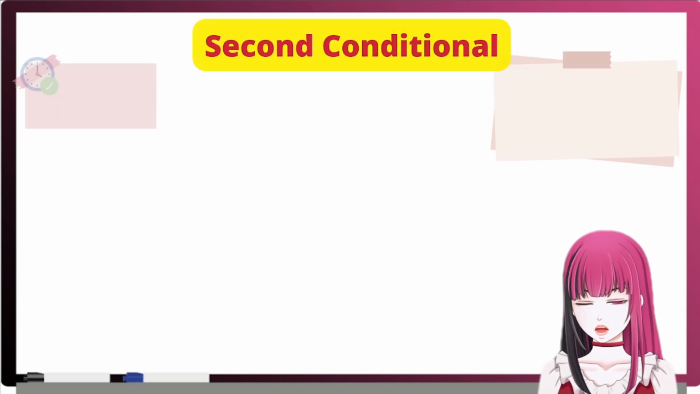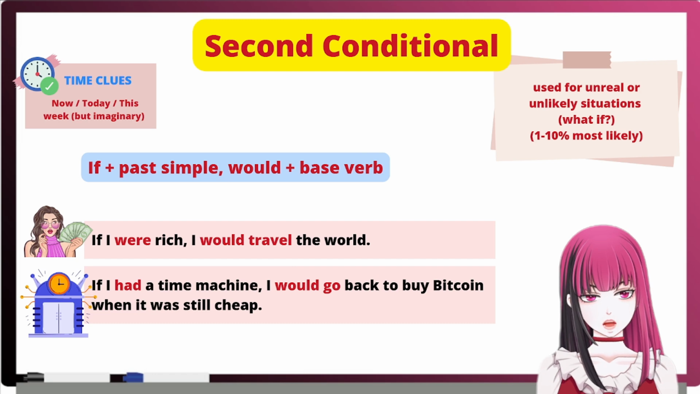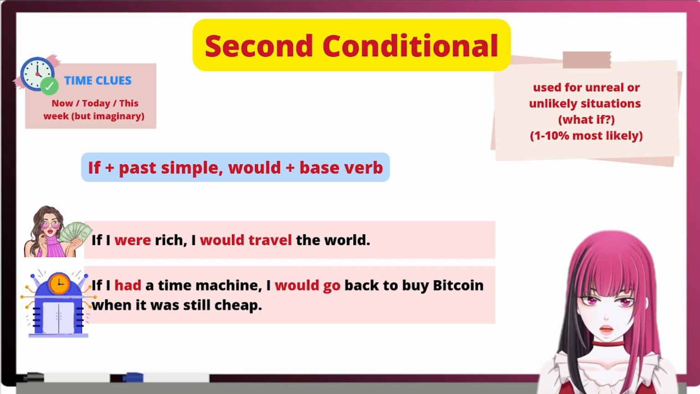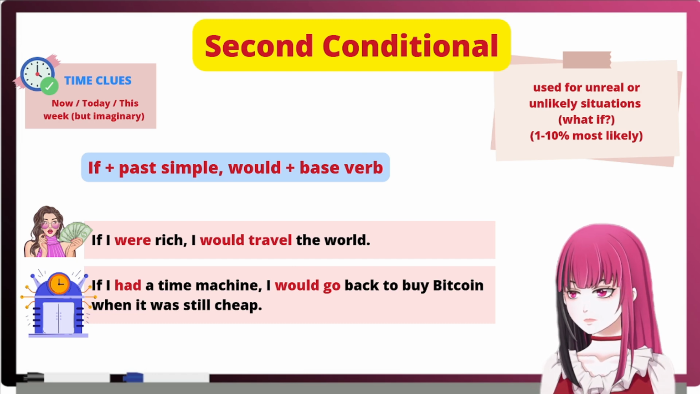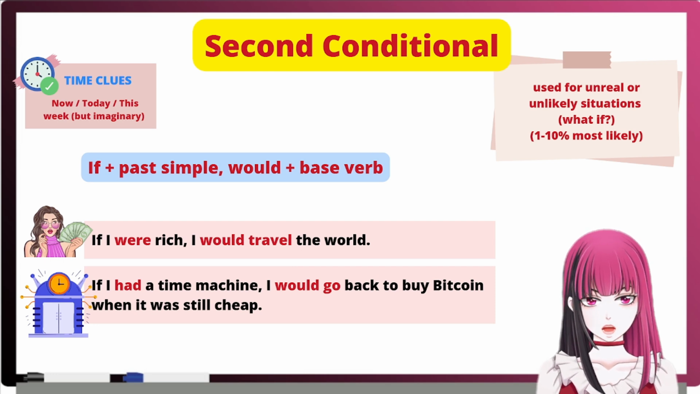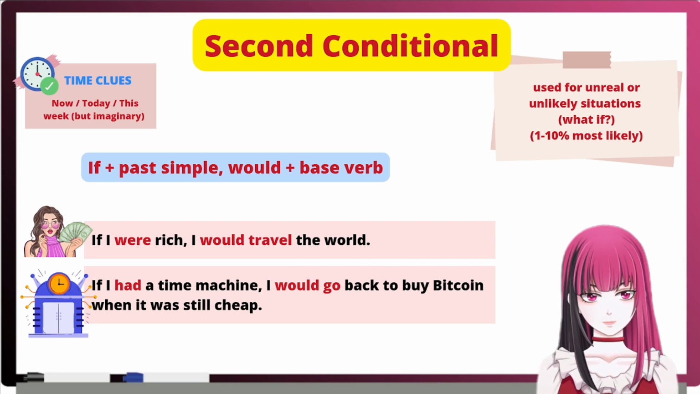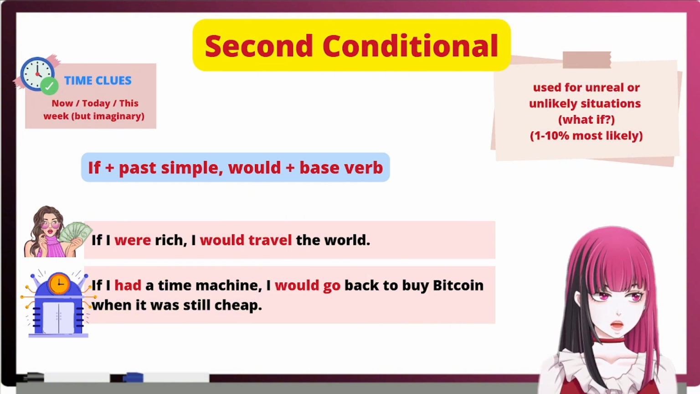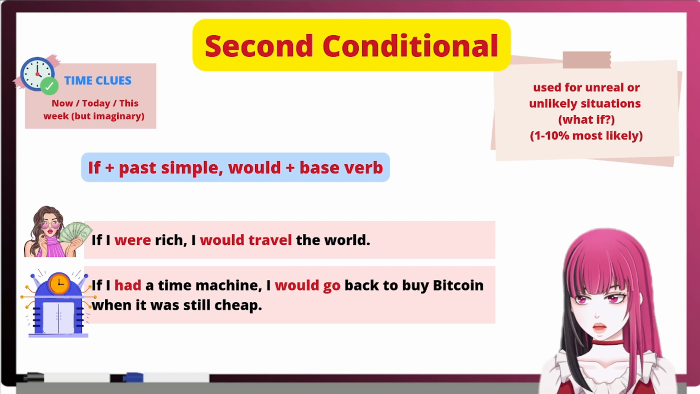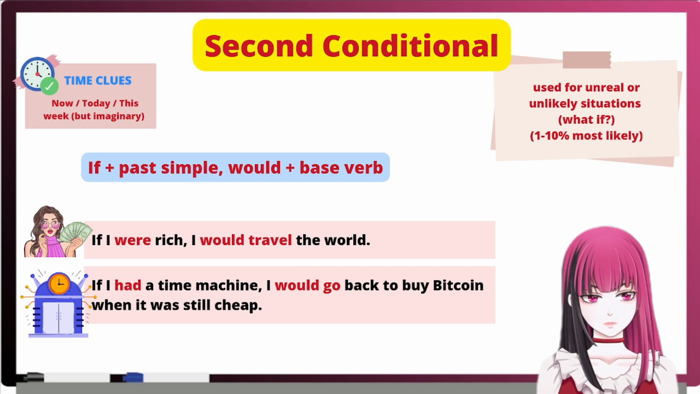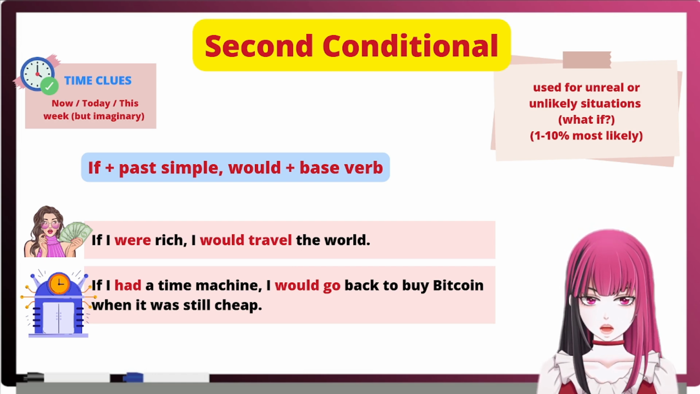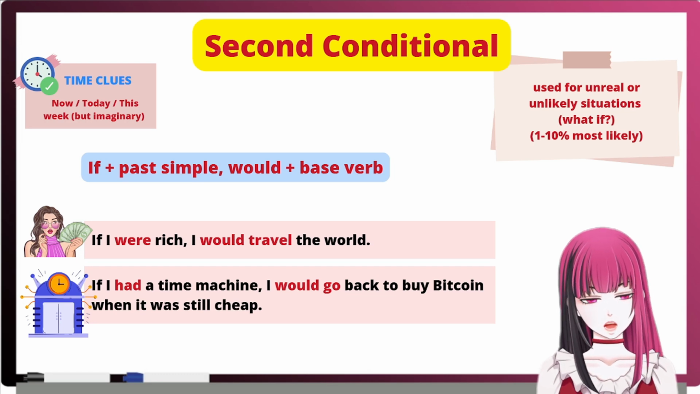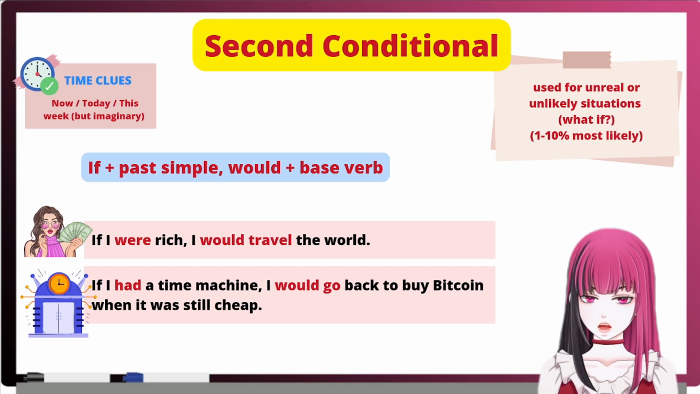For second conditional, it's used for unreal or unlikely situations, like what if. It's like 1 to 10% most likely. The structure is if plus past simple, comma, would plus base verb. The time clues you would see are now, today, this week, but all of these are imaginary.